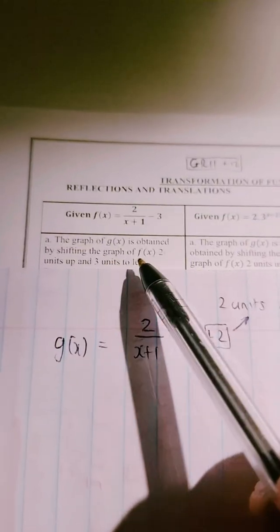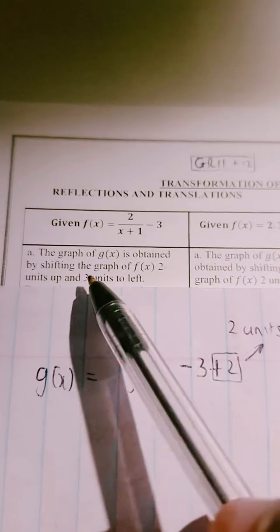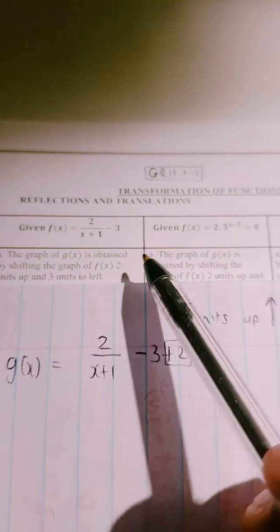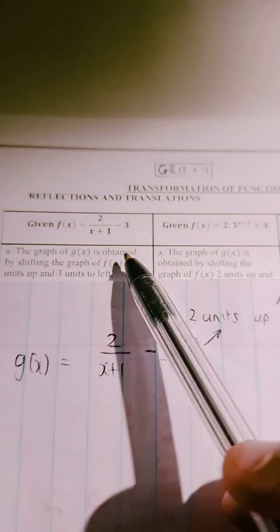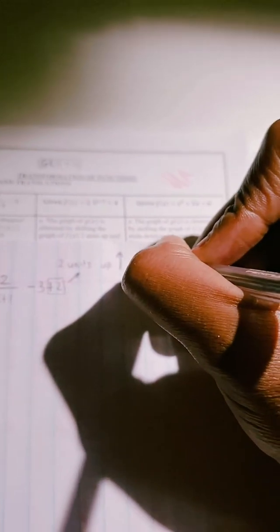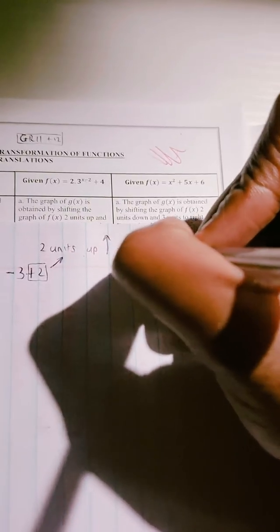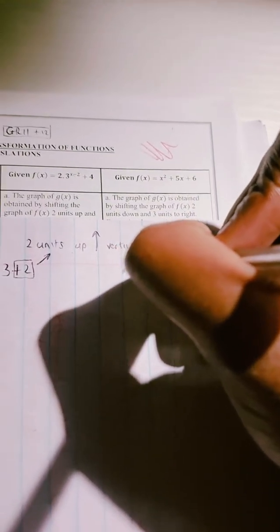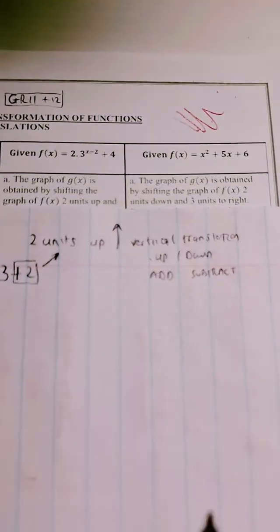Then when we say 3 units to the left, what does that mean? Who is affected by 3 units to the left? Remember, up means we are basically speaking about our vertical translation. Vertical meaning up or down. Up, we add. Down, we subtract. Up, we add. Down, we subtract.